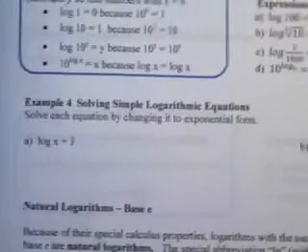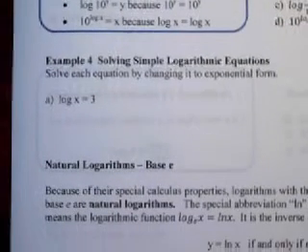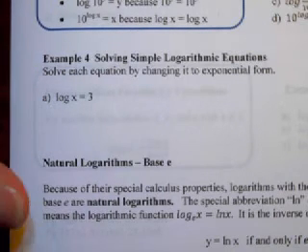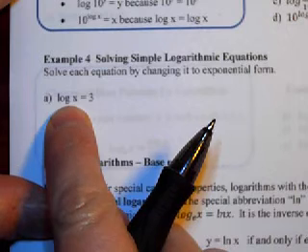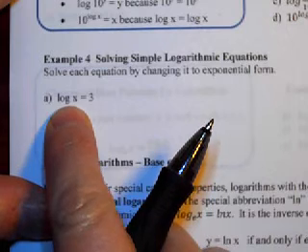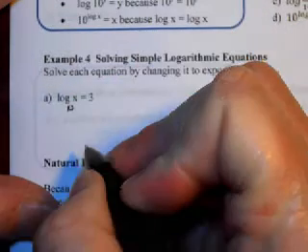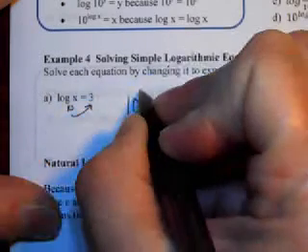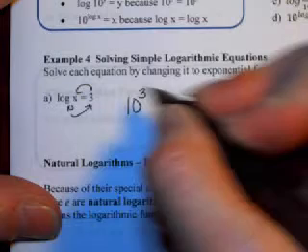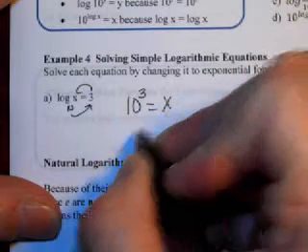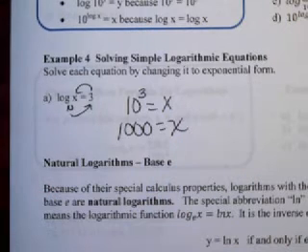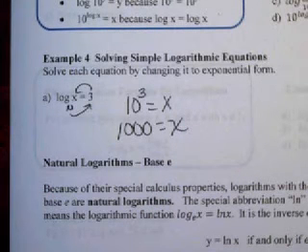Now, solving simple logarithmic equations. Solve each equation by changing it to an exponential form. Well, here we don't have a base, so we know it's base 10. So if you wanted to write that in, you could. So we start with the base, come to the outside of the equal, and come back to whatever's left over. So 10 to the third is 1,000, so that is what equals x. X equals 1,000.